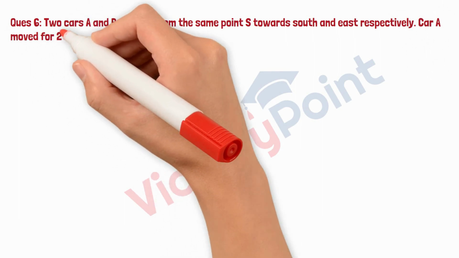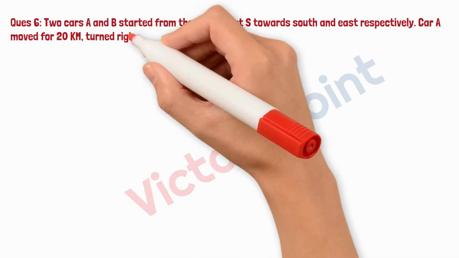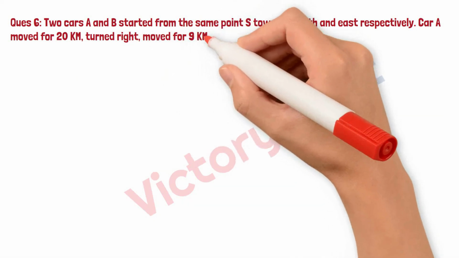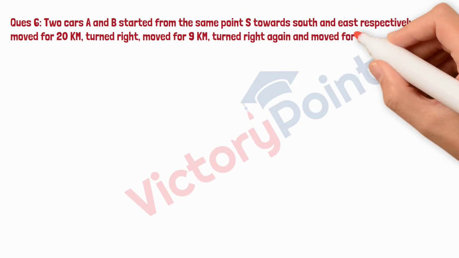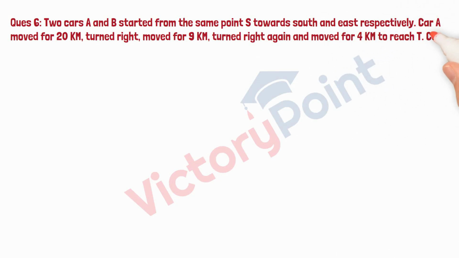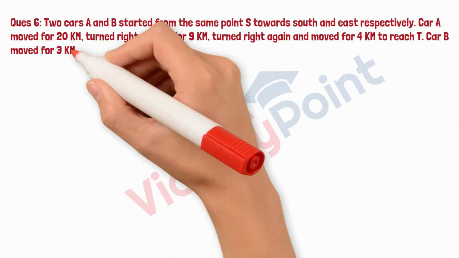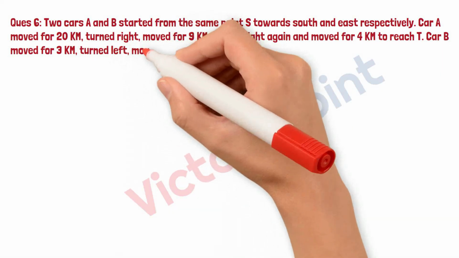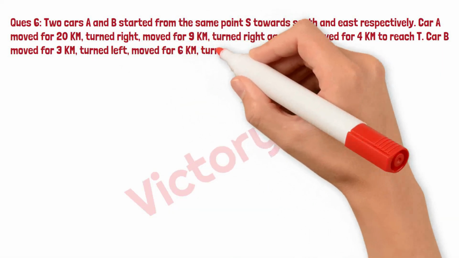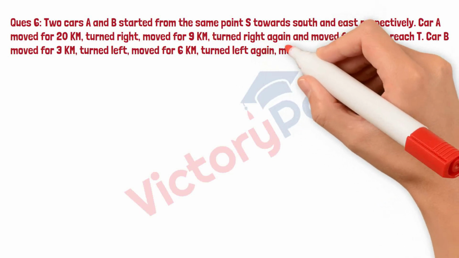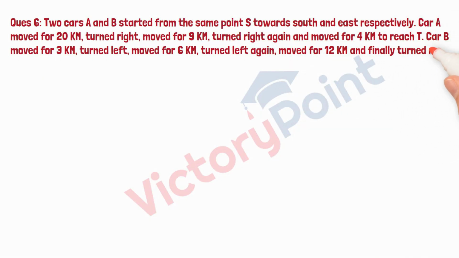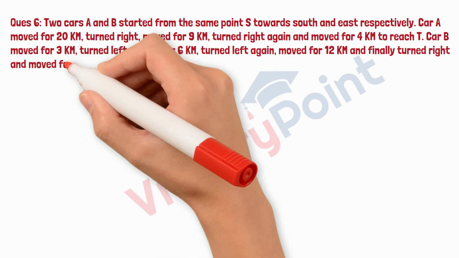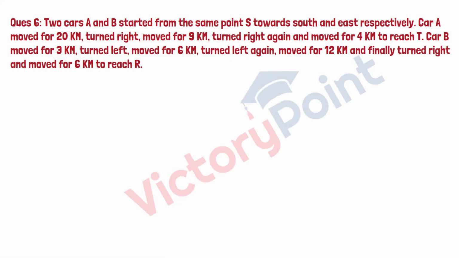Car A moved for 20 kilometers, turned right, moved for 9 kilometers, turned right again, and moved for 4 kilometers to reach point P. Car B moved for 3 kilometers, turned left, moved for 6 kilometers, turned left again, moved for 12 kilometers, and finally turned right and moved for 6 kilometers to reach point R.